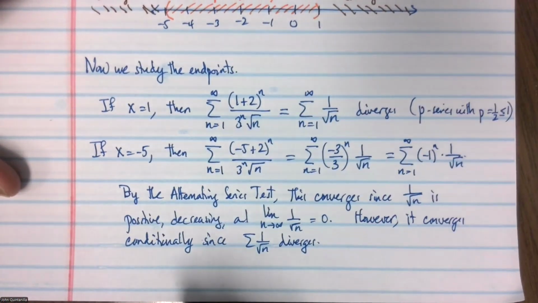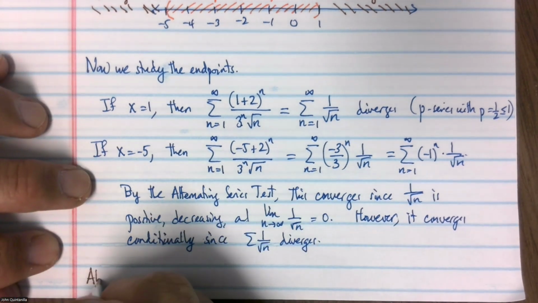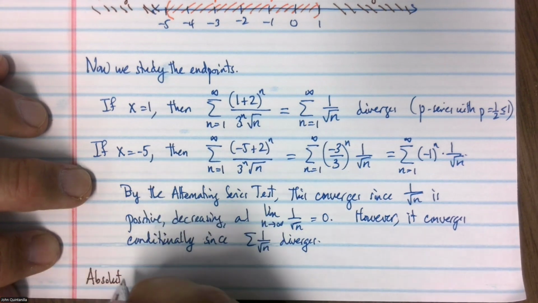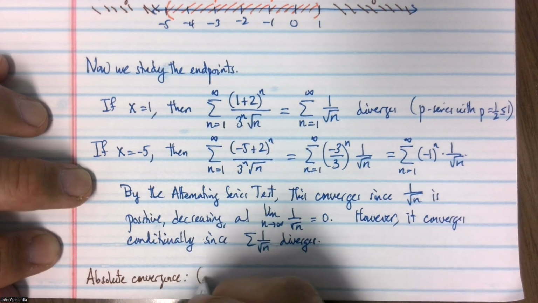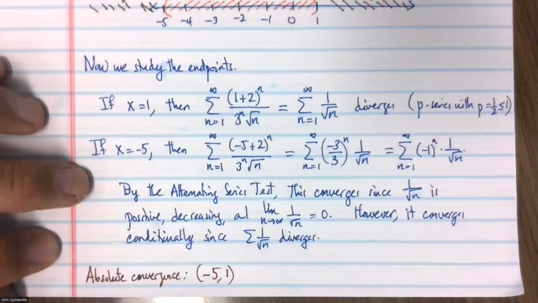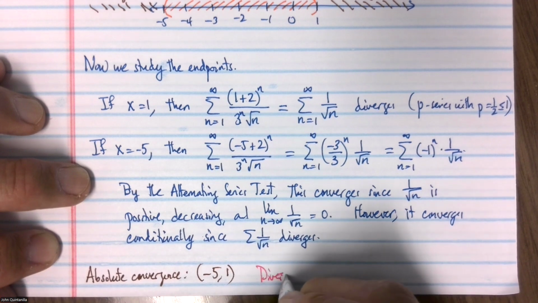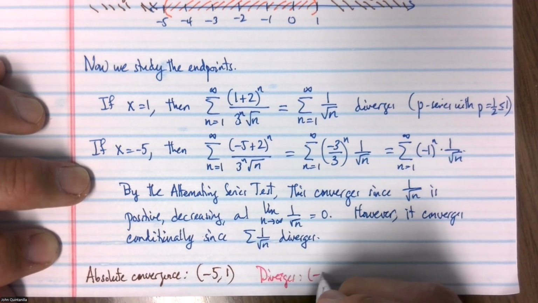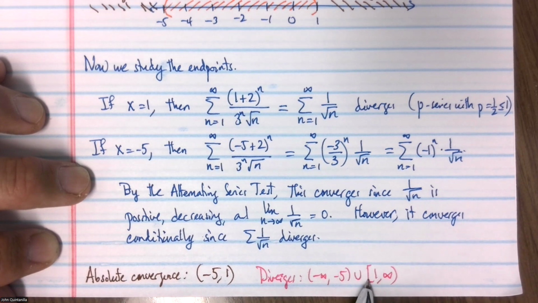Okay, so in conclusion, absolute convergence occurs between -5 and 1 on this part of the number line. It diverges when you're to the left of -5 or from 1 to infinity, including 1.